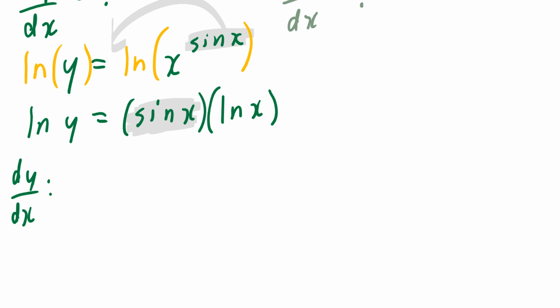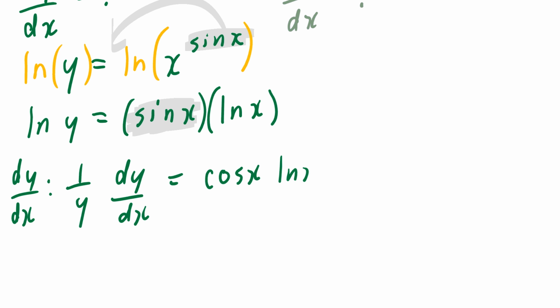We're applying implicit differentiation. When you take the derivative of ln y, that's going to be 1 divided by y times dy by dx. On the right, we're applying the product rule. There are 5 steps. Step 1, differentiate the first. So the derivative of sine x is cosine x, times you copy the second, which is ln x, plus copy the first one, which is sine x, times the derivative of the second function. The derivative of ln x is 1 divided by x.